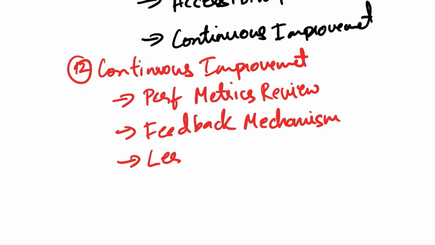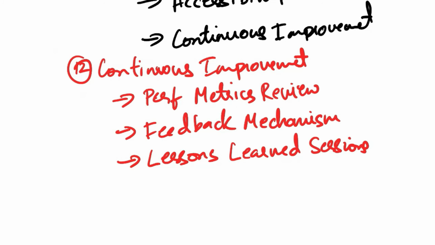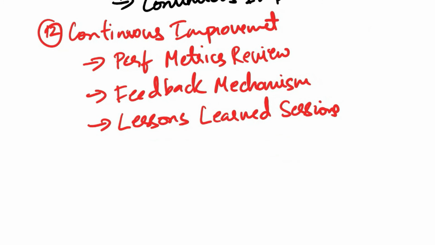Next, conduct lessons learned sessions after major assessments or incidents. Analyze what worked well and what could be improved. Document these insights for future reference. Next, incident response evaluation. Evaluate the effectiveness of incident response mechanisms in collaboration with third parties. Identify any weaknesses or bottlenecks and implement improvements.